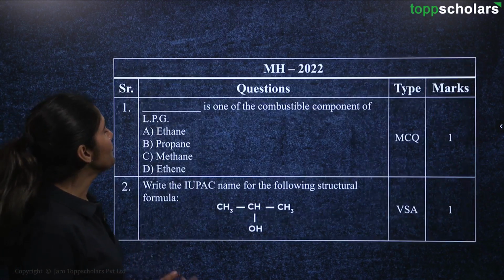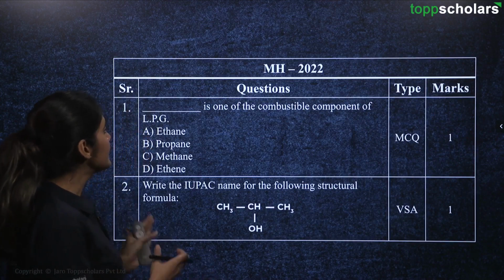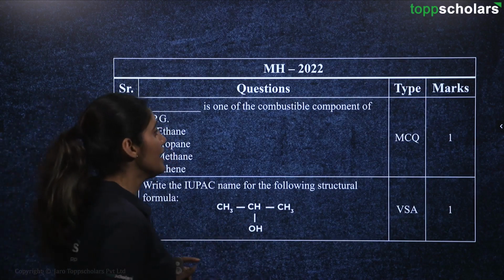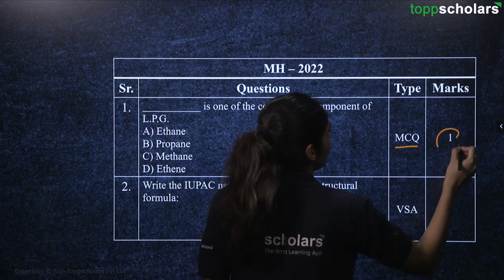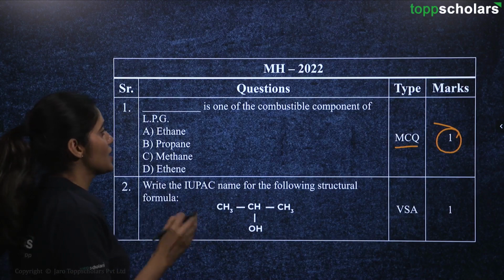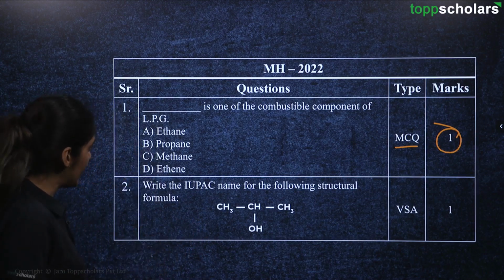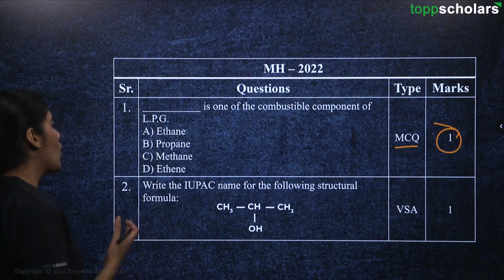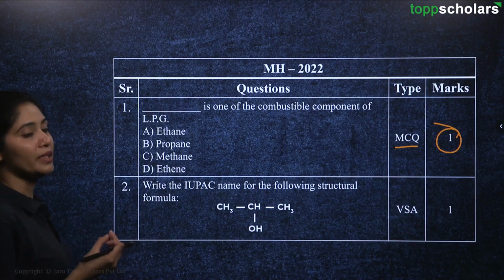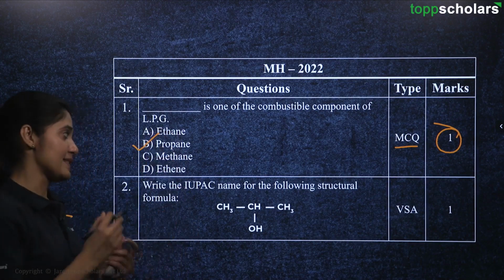Okay, so now let's move on to the year 22. Here this dash is one of the combustible component of LPG. It's again MCQ 1 mark question. In 2022 year it was asked. Dash is one of the combustible component of LPG. Options are A. ethane, B. propane, C. methane, or D. ethene. Which one of them is one of the combustible component of LPG? Is it propane? Yes, that's right.